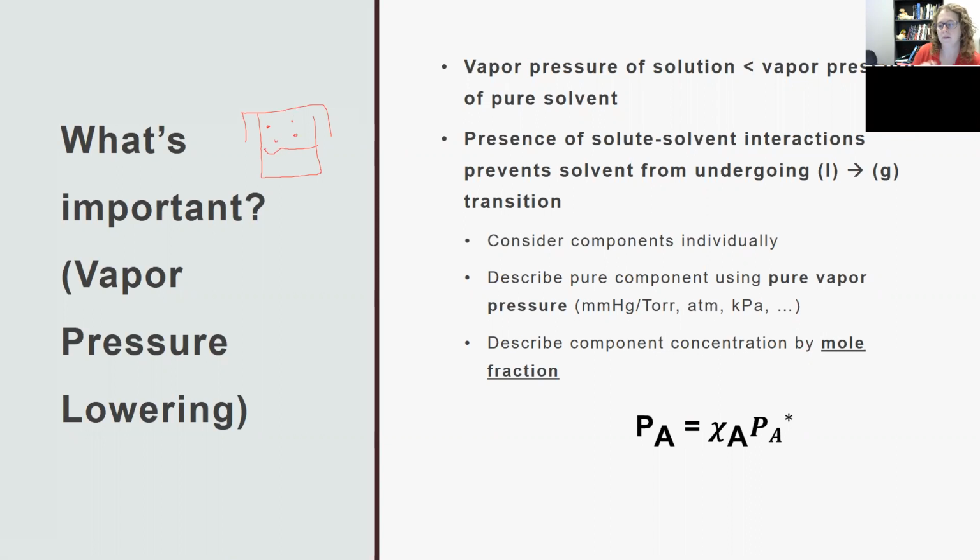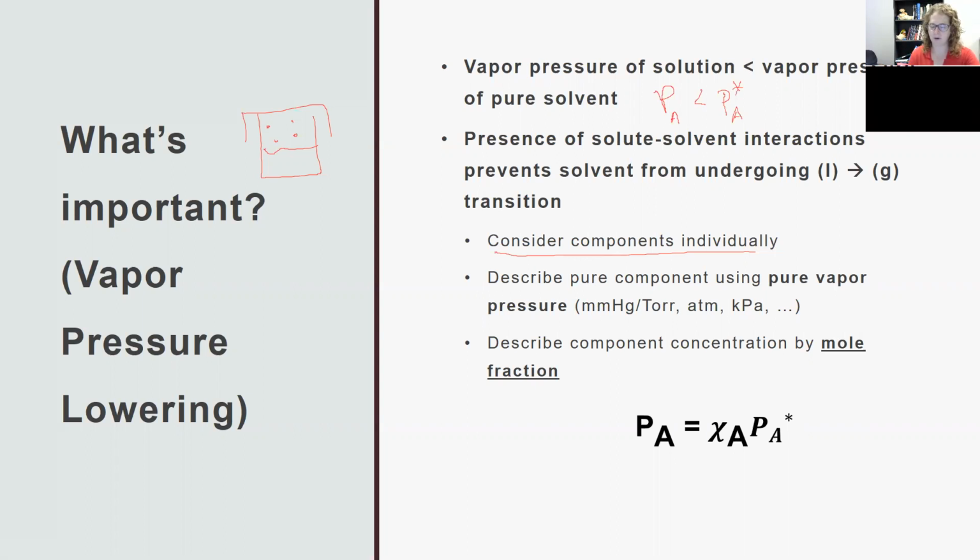And so when I make a solution, the solvent gets harder to boil, which means its vapor pressure gets lower. And so what we say is that the P of the solution, and so I'm just going to say the pressure of the component, is less than the pressure of the pure solvent. And again, that's from the presence of solute-solvent interactions, making the solvent not want to leave the solution phase. This calculation is different than freezing point depression and boiling point elevation, because what we do is we consider our components individually, independently of one another.